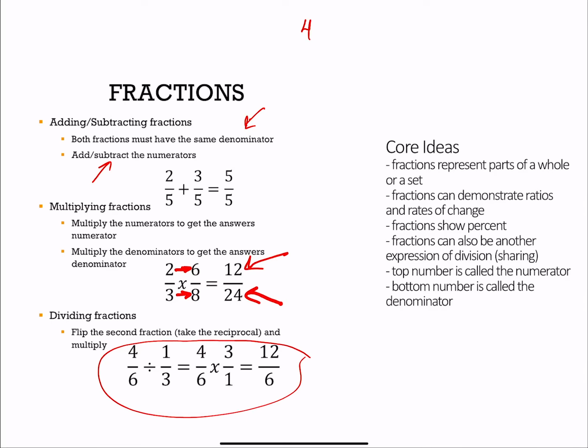So here we have 4 over 6 divided by 1 over 3. Now what we need to do is flip the second one. Which one is the second one? The 1 over 3 is the second one. So we flip the 1 over 3, and we get 4 over 6 times 3 over 1. Flip the second one and multiply. Then we multiply like regular. So 4 times 3 is 12, and 1 times 6 is 6. So flip the second one and multiply.